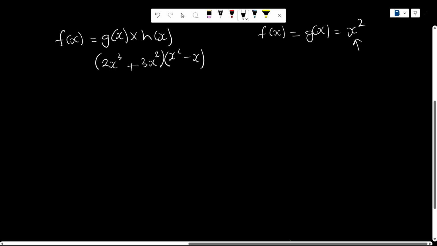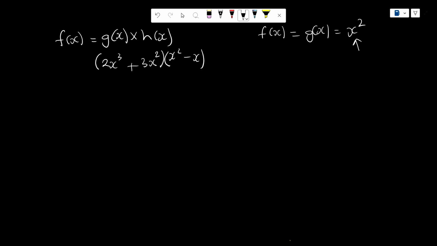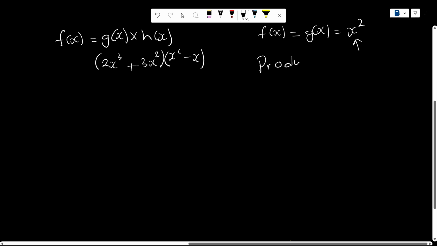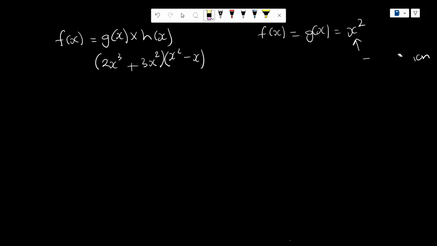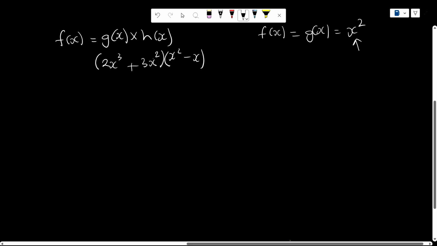Well, this is what we call the product rule, right? The word product is basically the same as multiplication. You will hear this many times in physics. So product means multiplication, right? So how can we derive this function?